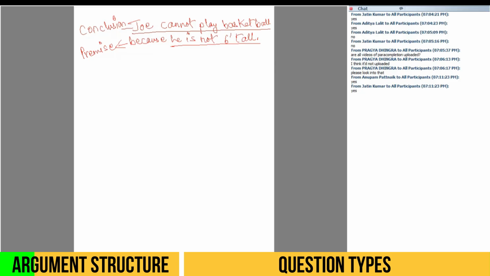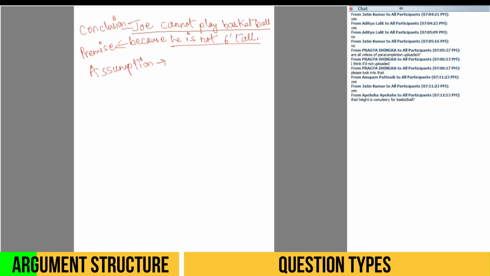That reason is called the assumption. So even if it's not stated, you understand that this guy has based his conclusion on a particular reason, and that reason is unstated. Can you tell me what the assumption is? What is the unstated reason on which this conclusion is based? Anybody? Joe cannot play basketball because he's not 6 feet tall.